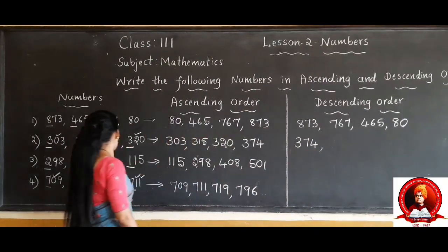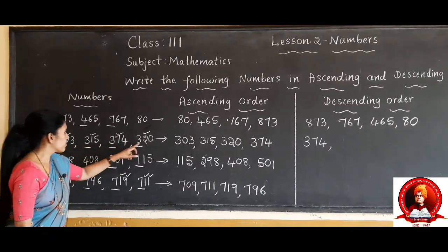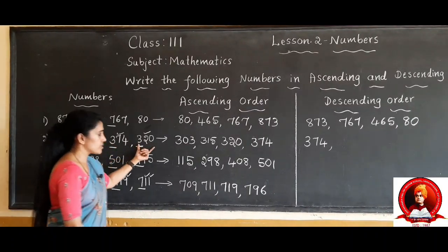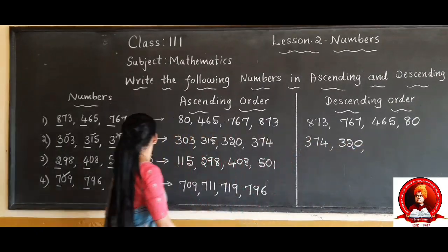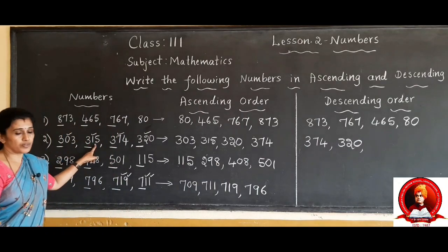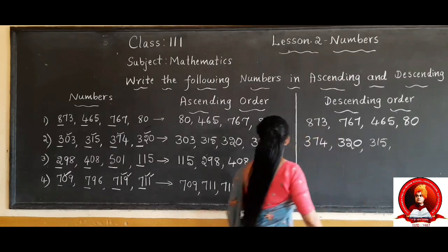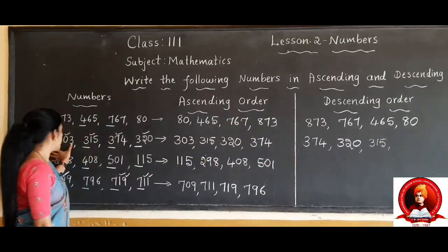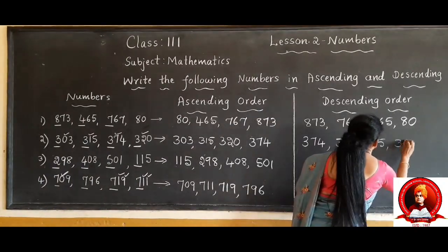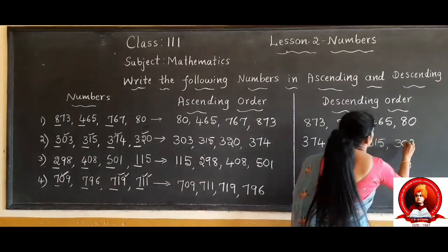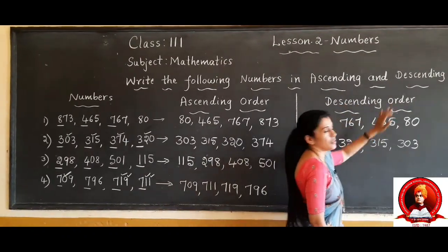Okay, the next smaller number than that, here you can find 2, right? So let us write 320. Next smaller number than that is 315. Let us write 315. After that, which one is remaining now? Yes, 0, the smallest number in that, that is 303. So we have written these numbers in descending order.